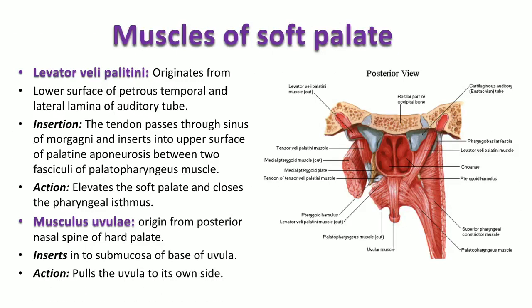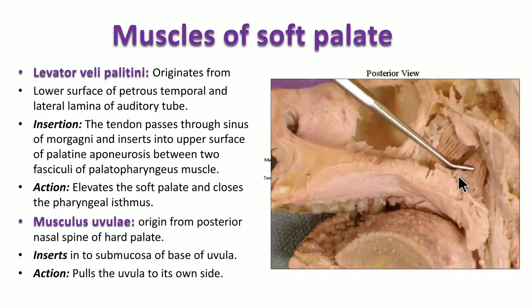Here you are able to see this muscle, which is the levator veli palatini muscle. That is your hard palate and that is your soft palate covered by the mucous membrane. This is your levator veli palatini attaching to the upper surface of the palatine aponeurosis. More laterally, what you see is the tensor veli palatini muscle.